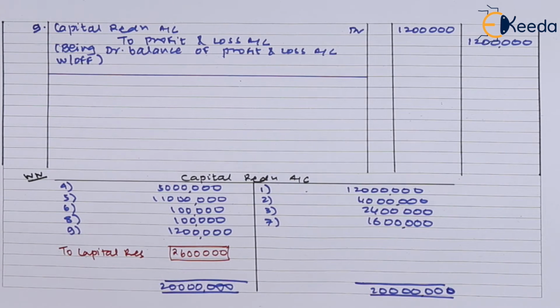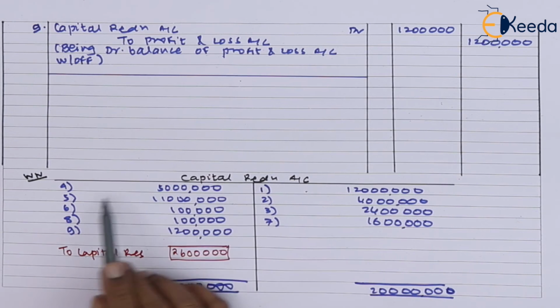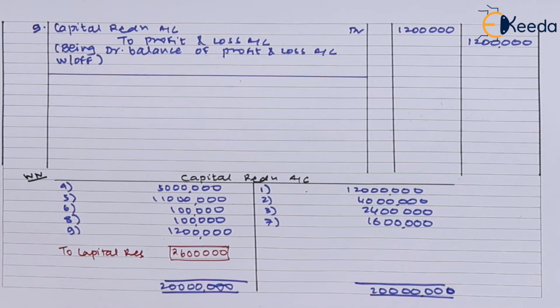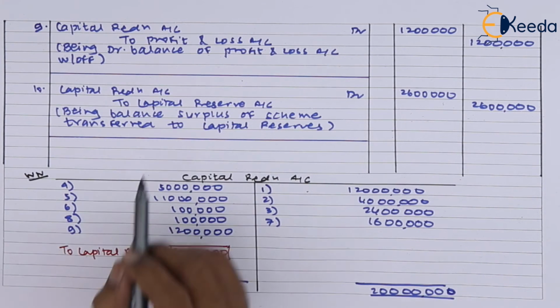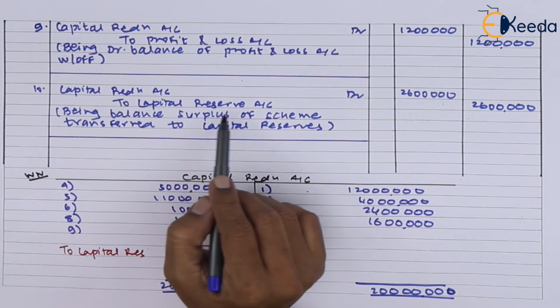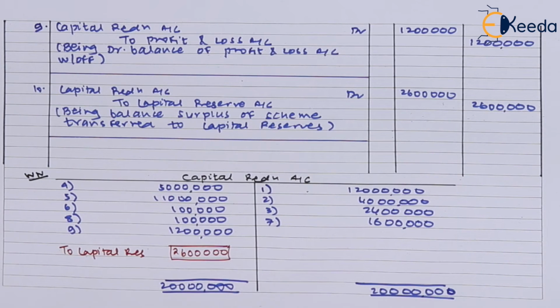So let us pass the last entry for this particular question, entry number 10, capital reduction account debit to capital reserve account. So let us record the entry. Friends, you can notice our last entry, capital reduction account debit to capital reserve account 26 lakhs. In this way we have completed the journal part.